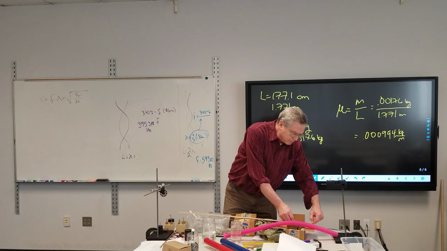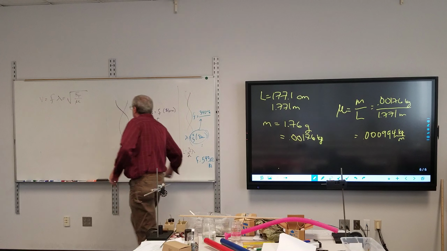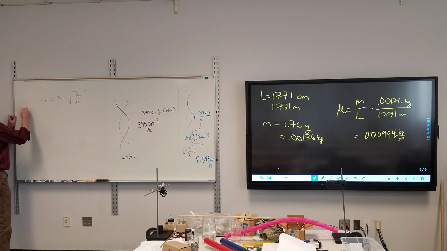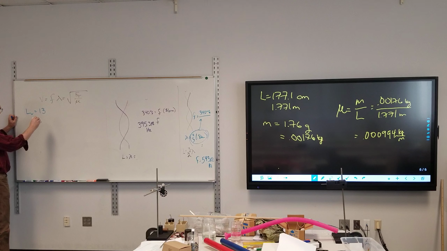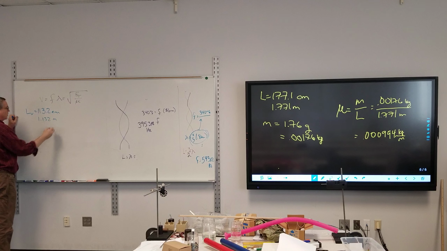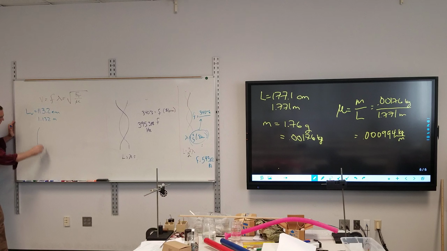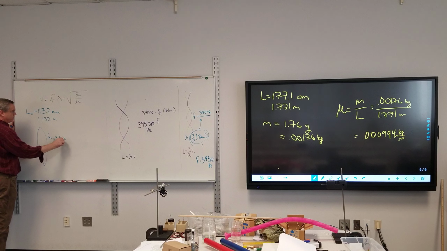113.2. So my vibrating length. What did I just say? 113.2. My simplest harmonic is going to be that. How many waves? Half. So that L there is equal to a half of a wave, and so the wavelength is going to be 2 times that.